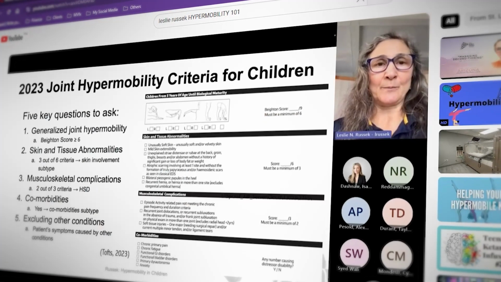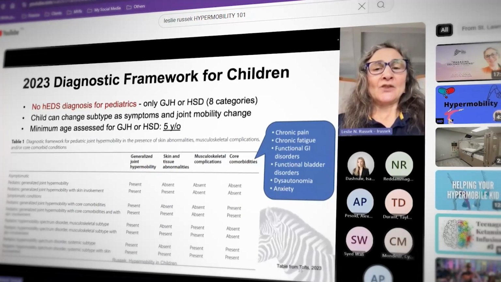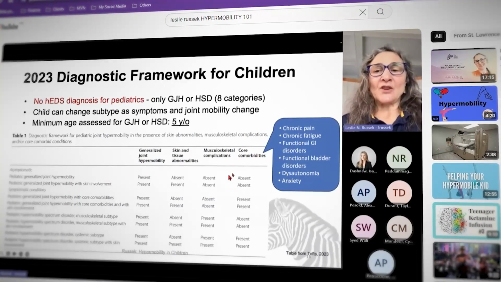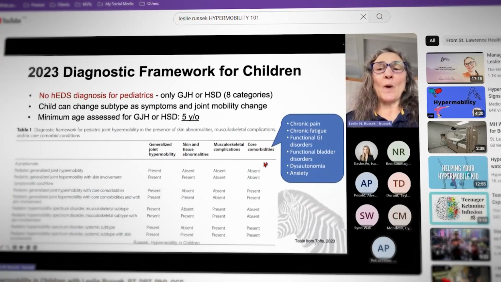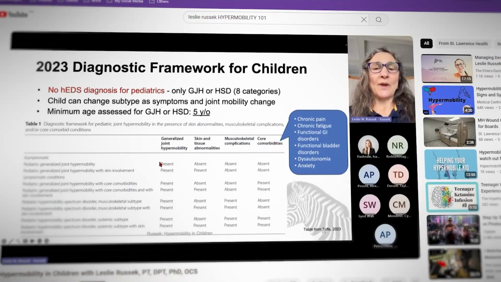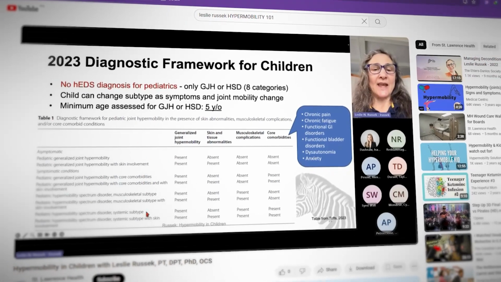And I would also like to recommend to you Leslie Russick's Hypermobility 101 program. Leslie Russick is a very expert physical therapist who has managed patients with hypermobility for many years, and her Hypermobility 101 program has a wealth of information about EDS in general and specifically about movement in EDS.